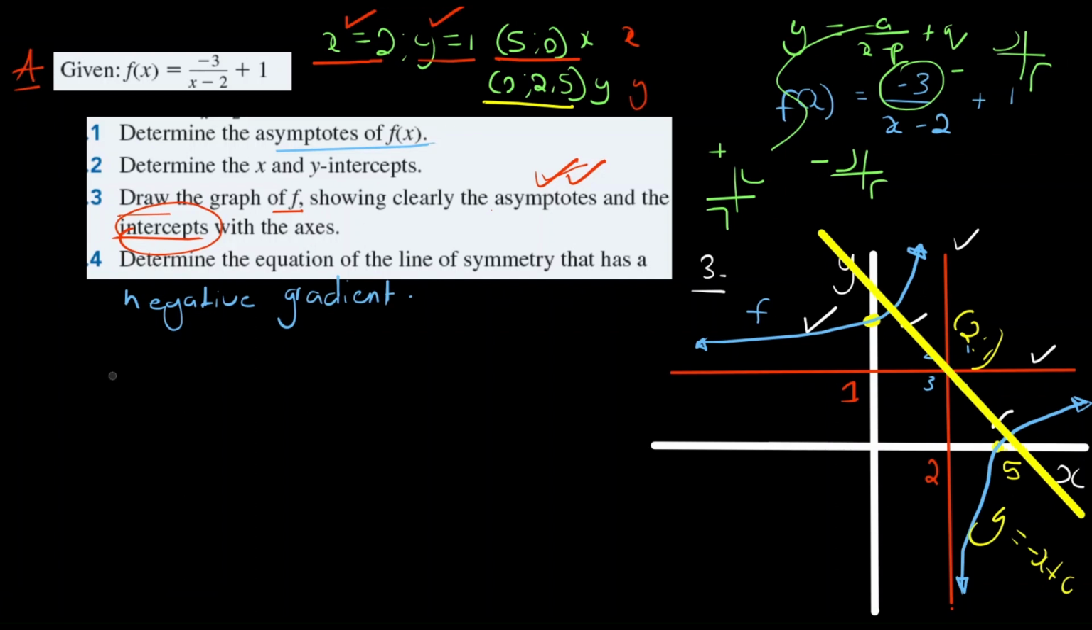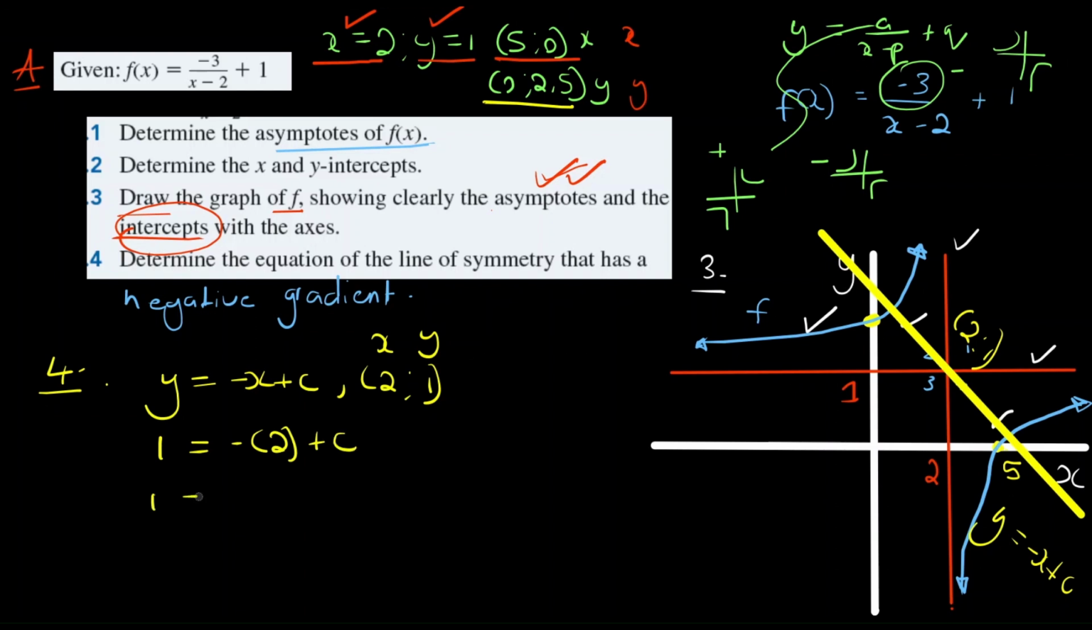So we have two things. We know the equation of it is y equals negative x plus c, and it passes through the point (2;1). So we can calculate the c value. Where there's y we substitute 1, where there's x we substitute 2. Should be 1 equals minus 2 plus c, which would be 1 plus 2 equals c. Therefore c will be equal to 3, and therefore the equation of the line of symmetry will be y equals negative x plus 3.